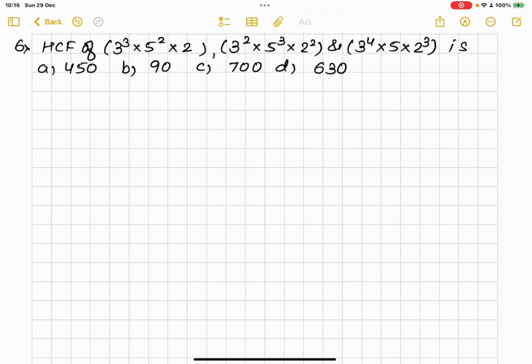So now the easiest way is write HCF. First write all the values which are given 3, 5 and 2. Now, for the HCF, we have to select the minimum value out of all. So 3 is having 3 power, 2 power and 4 power. So it will be 3, 2 power. Then 5, 2 power, 3 power and 1 power. So 1 power. 2, 1 power, 2 power and 3 power. So 1 power. So this will be 3 square will be 9 into 5 into 2. So HCF will be 90.